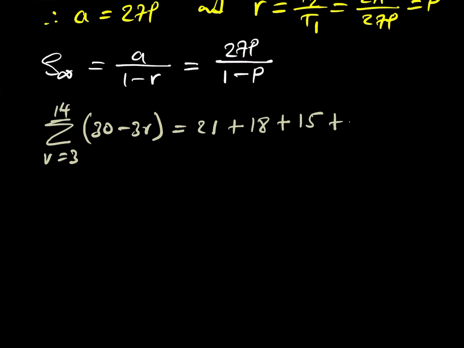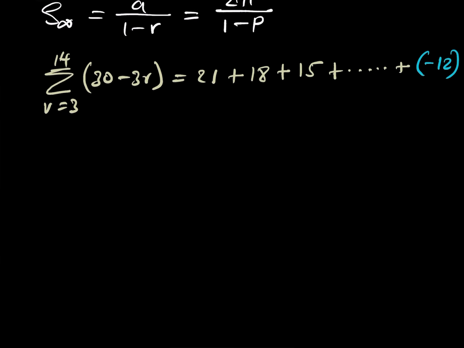I can say plus, it continues up until the last term. So this is the last term. I'm going to put it just right here. It's going to be 30 minus 3 times 14, and that is going to give you negative 12, if you do that nicely.